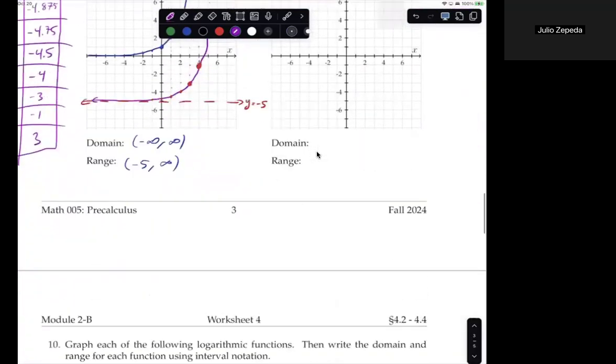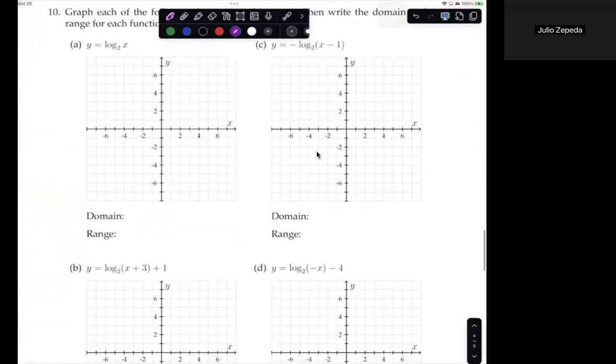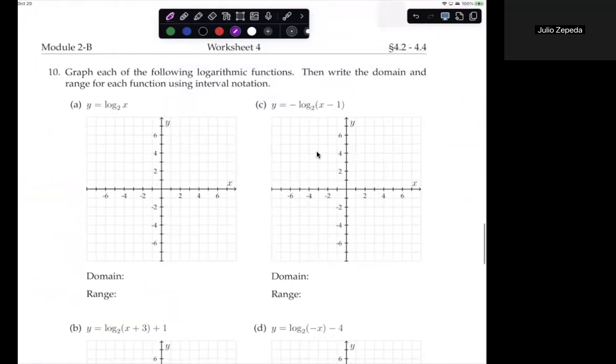All right, so the last topic for today is the log function. I don't want to spend too much time on this because this video is already long, but just a little bit of time.